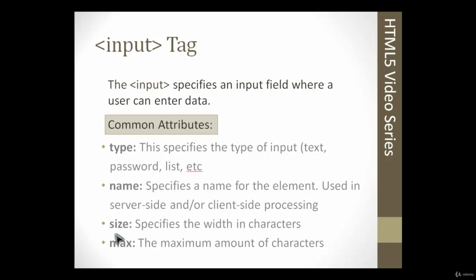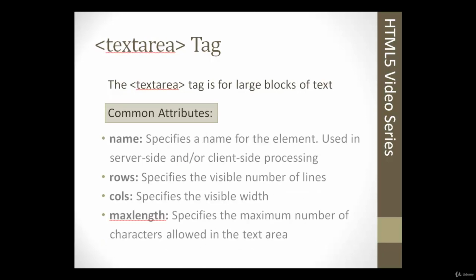Next we have the size, which will specify the width of the input field, usually a text field. It would define the width, for example 50 characters long. The attribute would be size 50. Then maxlength is the maximum amount of characters allowed, and you can set this from 1 to 500. So these are the most common attributes for that particular tag.